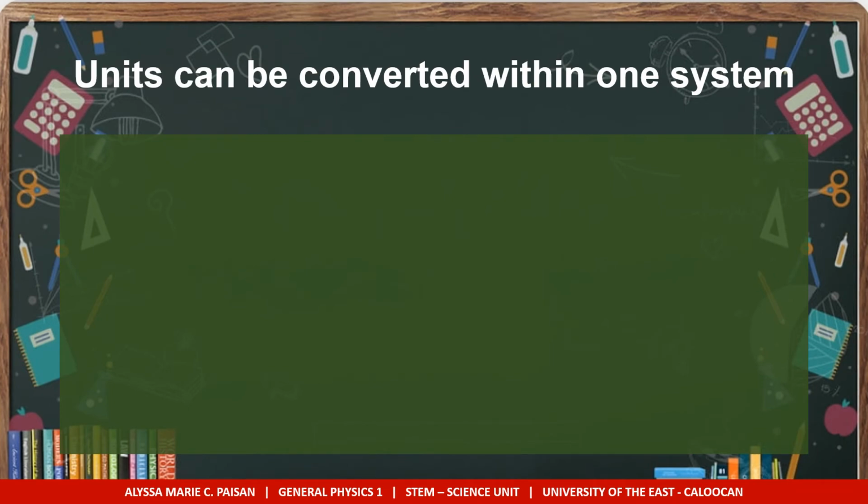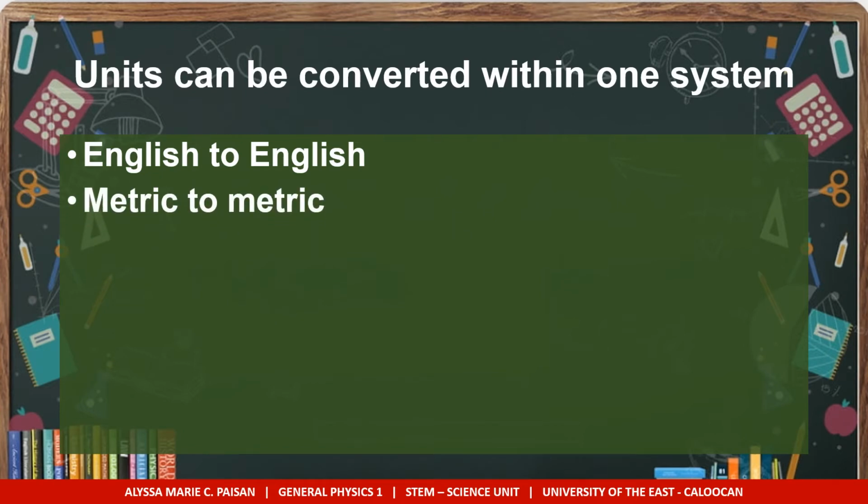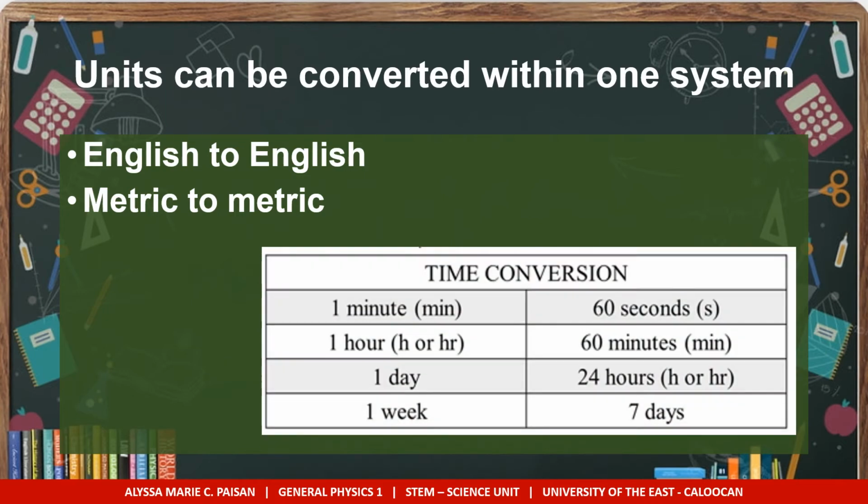One common characteristic of units is that they can be converted within one system, which means that units can be converted from an English unit to another English unit, or from a metric unit to another metric unit. Most quantities are subject to conversions from one system to another, but there are exemptions, and one of them is time. Here are the conversion factors for time.